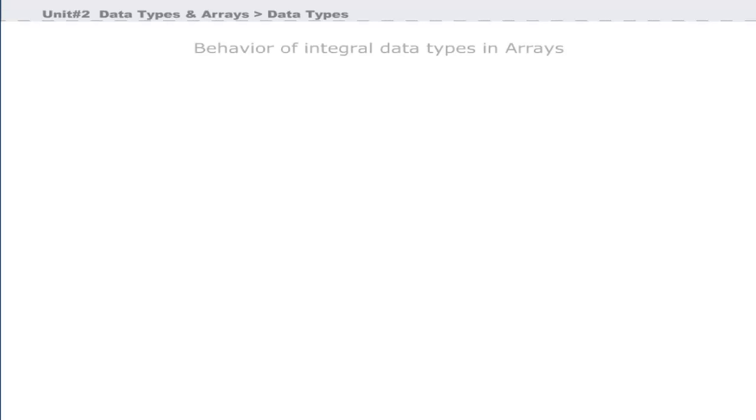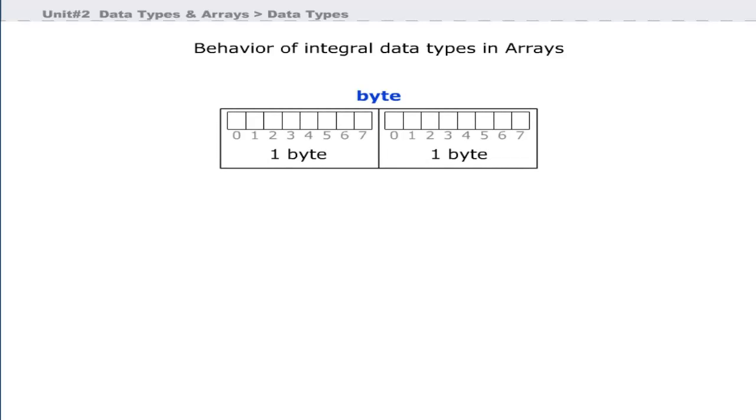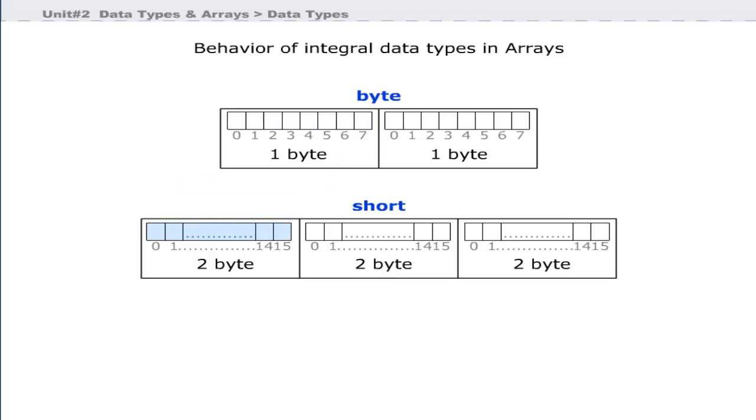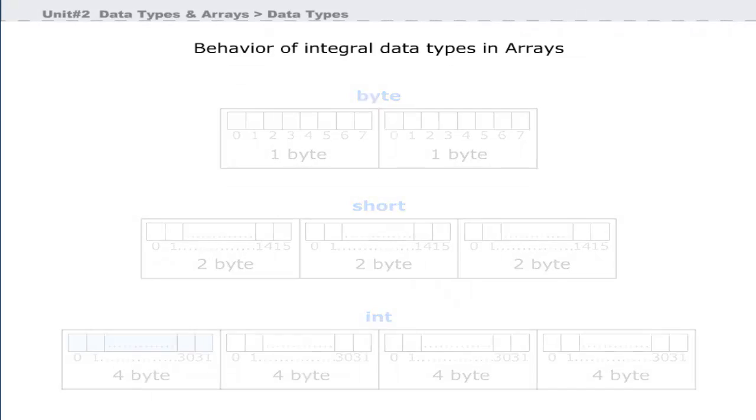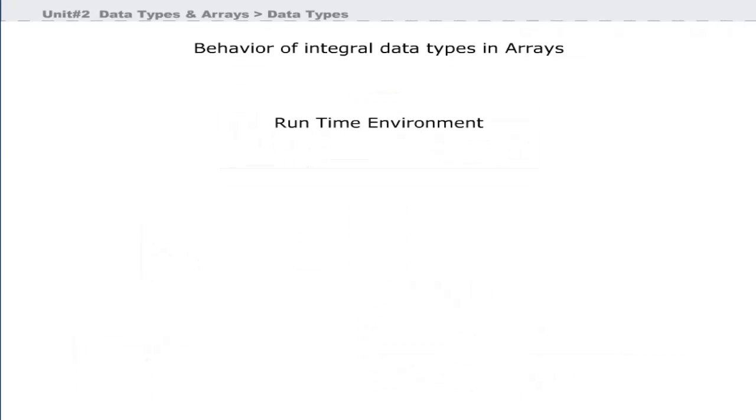Finally, let us see the behavior of integral data types in arrays. In arrays, the behavior of byte, short, and int is predictable. Byte uses only 1 byte per array element. Short uses 2 bytes per array element, and int uses 4 bytes per array element. Java runtime environment uses the size of a variable as required by the computer in use. Some implementations of Java Virtual Machine store byte and short variables as 32 bits rather than the actual size of 8 bits and 16 bits.